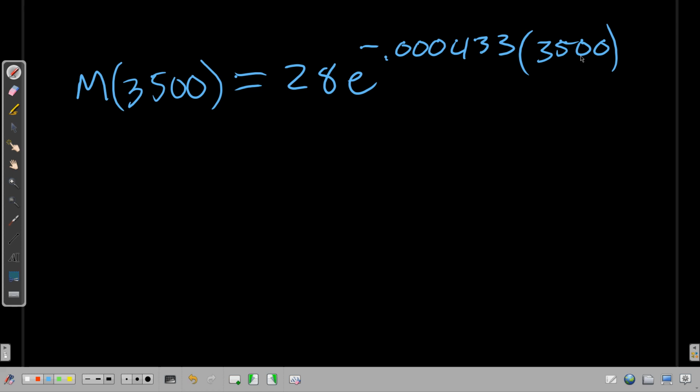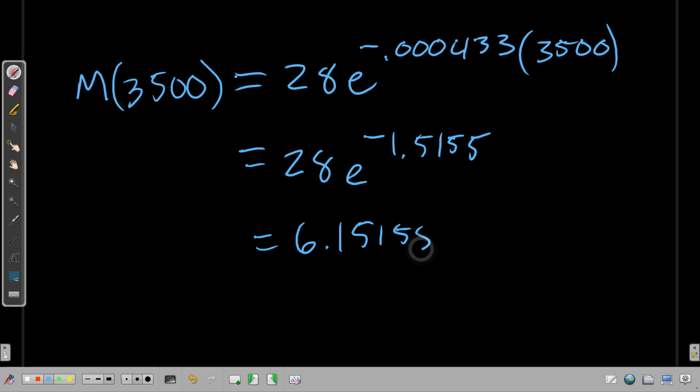All right, so that exponent becomes a negative 1.5155, and so you'd have 6.15155 milligrams of radium-226 left in your sample.